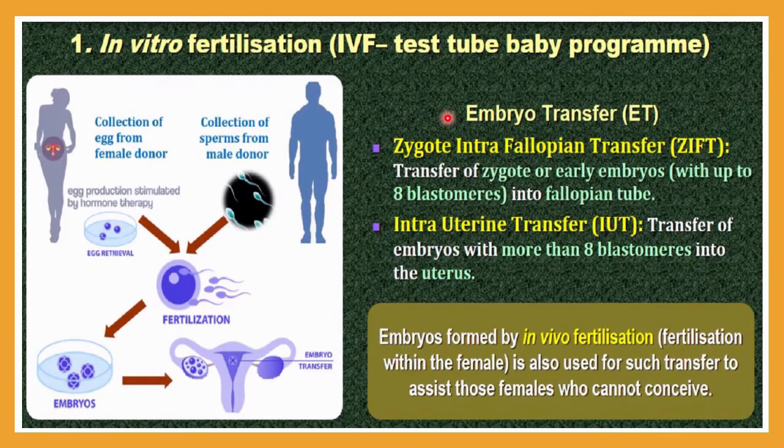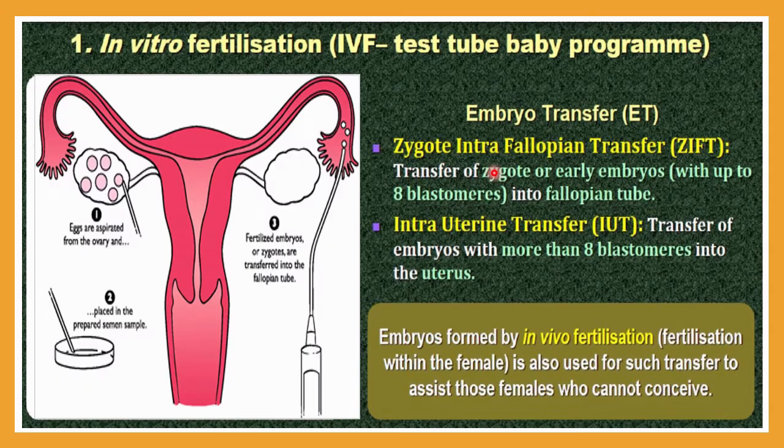So now let me discuss more about embryo transfer, that is ET. As I told you, ET can be of two types: first is ZIFT and second one is IUT. First of all, let me discuss the zygote. You know very well how an embryo is formed. First the egg is collected, then the male sperm is collected, the fertilization event occurs in the laboratory, then the embryo will be grown. So first of all, let me see what is ZIFT.